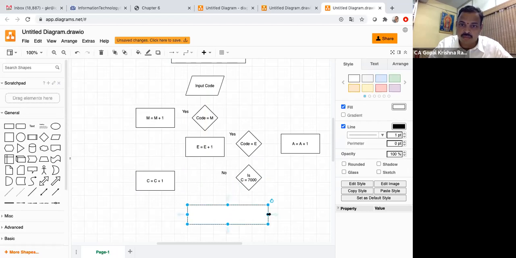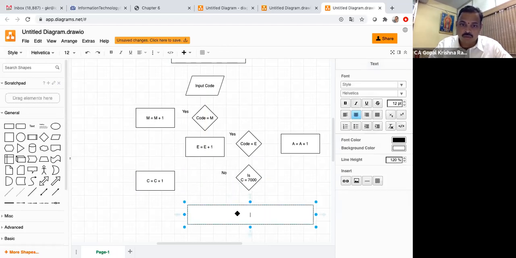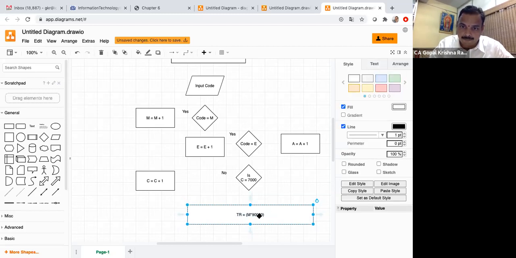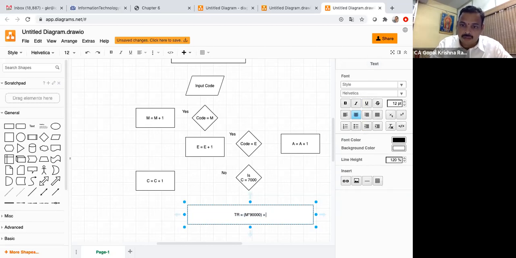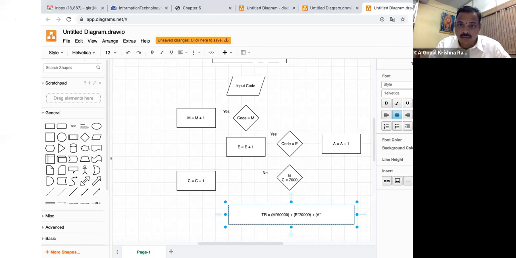What is the computation I will do? Total revenue is equal to M into 90,000, bracket, plus your engineering into, what is the engineering fees? 70,000, plus arts into, what is the arts fees? 30,000.